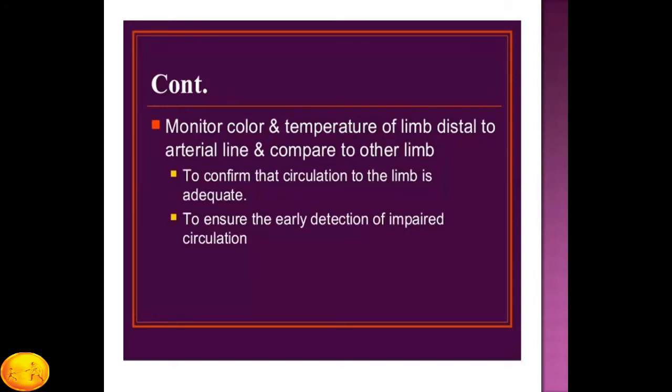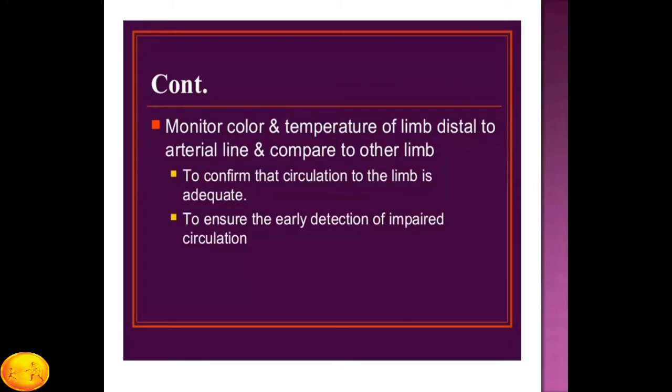Now what happens? There will be compromise to the forward flow of the radial artery. There is no ulnar artery supply. And what will happen? Your hand will start to become ischemic. So blood flow will be less, and then slowly, slowly, there will be signs of ischemia. So continuous monitoring of the distal limb where you put the arterial cannula is a must.